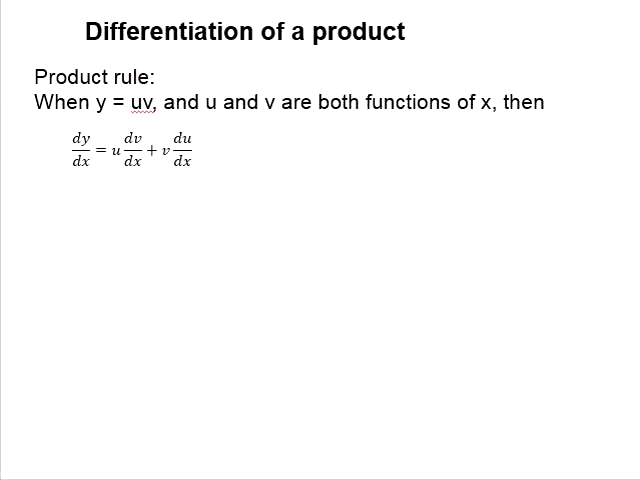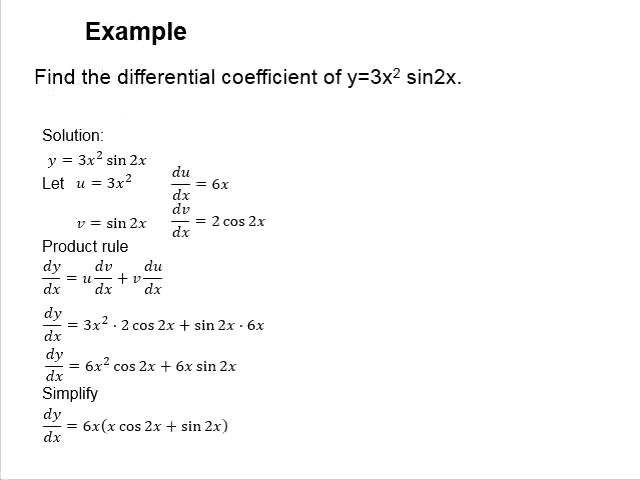This can be solved by using these equations. The u here represents the first function and the v here represents the second function. After differentiation, you will obtain u dv/dx plus v du/dx. Without further ado, let us try the examples for the product rule.